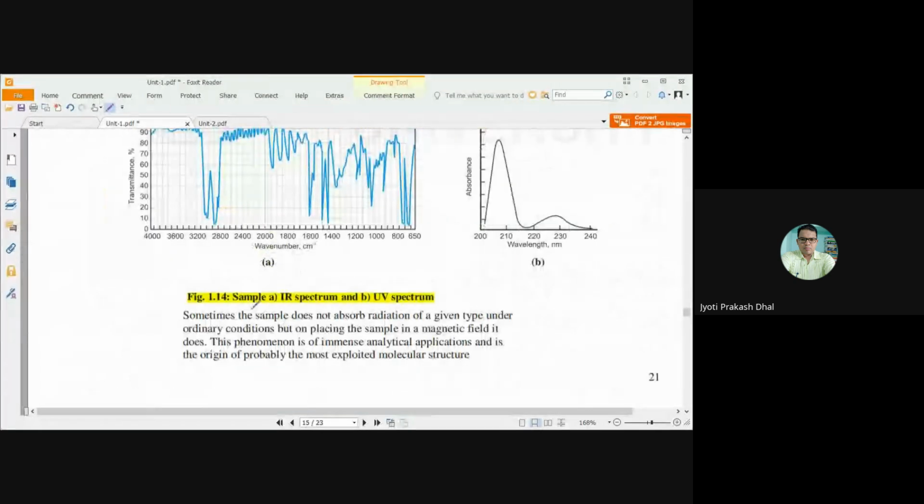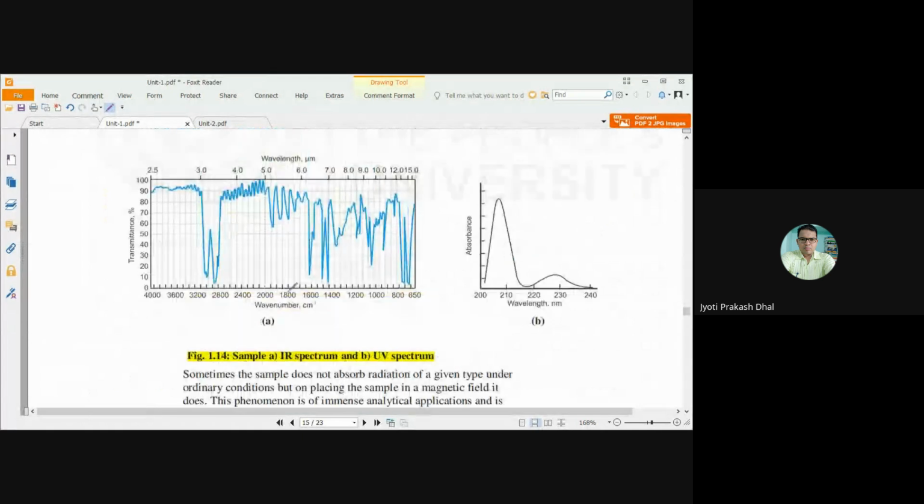Here this is a sample of an IR spectrum. The details of IR spectrum we will discuss in unit 3 or 4 in the next class. From the IR spectrum we can see the wavelength of different electromagnetic waves passing through the sample, and at the position where the molecule does not absorb the electromagnetic radiation, there will be transmittance of around 90% or 100%. Theoretically that will be 100%, but practically here it is showing 90%.